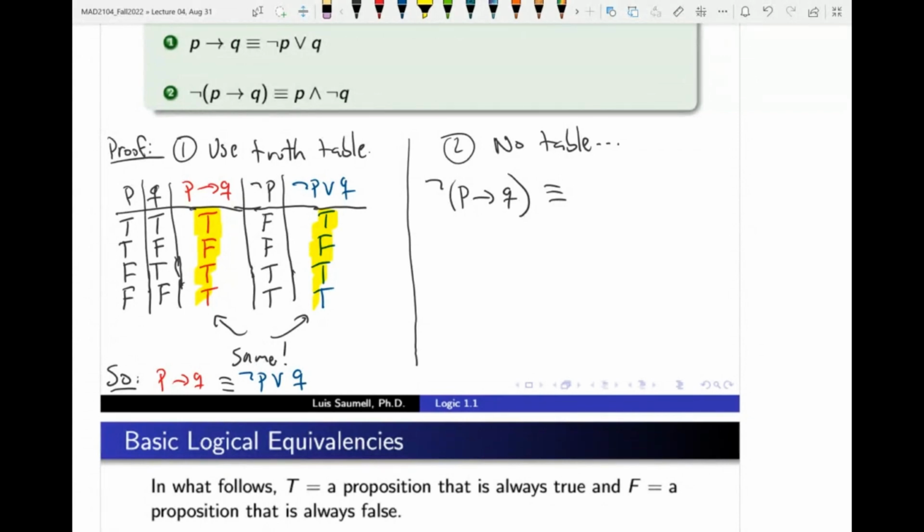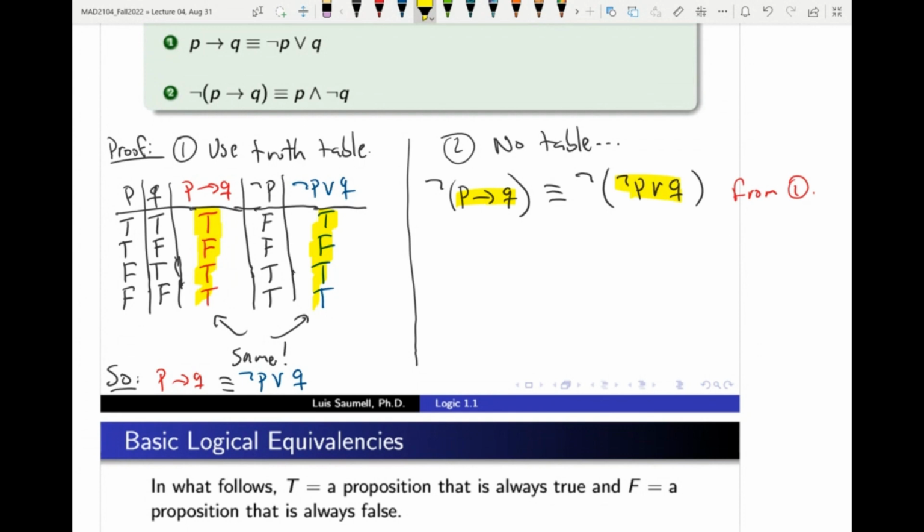This tells you that when you have P implies Q, you can write it as not P or Q. These two things are the same, so that's what I'm going to do. This is equivalent to the negation of not P or Q. The justification here is from exercise 1 above. All I did was replace this with this. They are the same, so I can replace it.